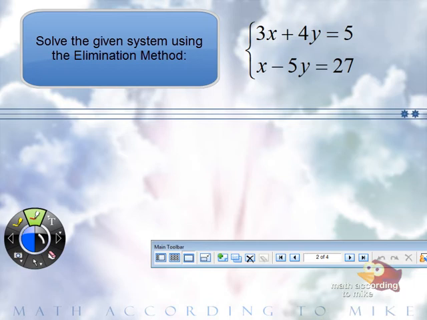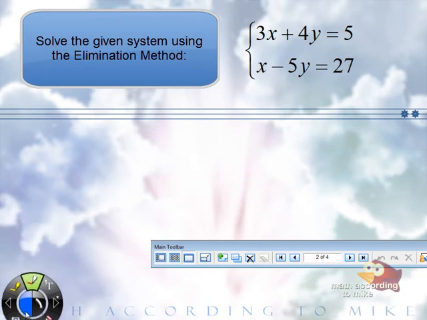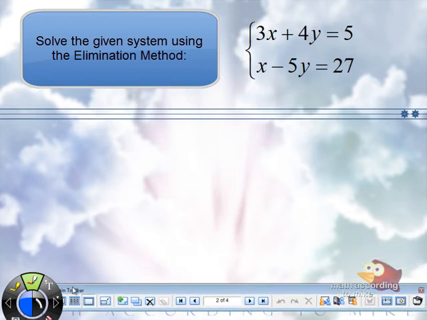Solve the given system using the elimination method. And don't be surprised if we do these exact same examples in the next section.